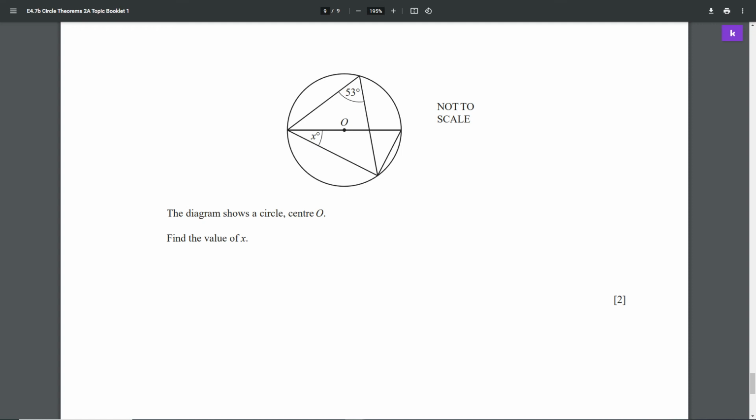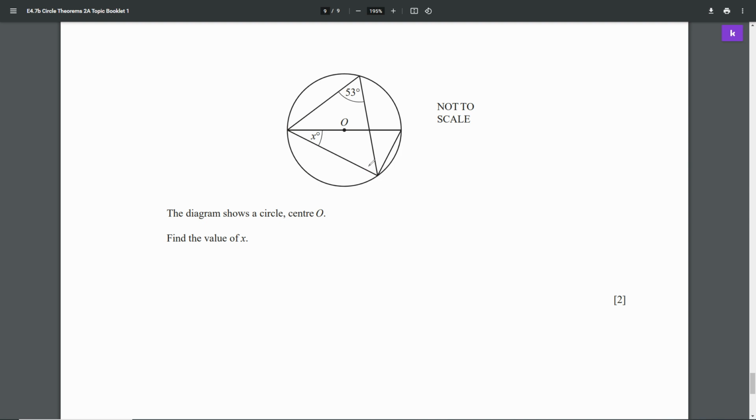All right, so here we go. In this question, we're asked to find the value of x for 2 marks. The first thing I can see is that this line over here is a diameter. So I've got a diameter, which means that this angle over here is going to be 90 degrees.